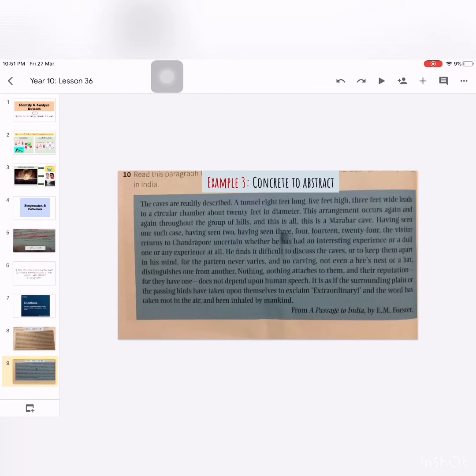Okay? So the first part of the passage talks about tangibility of the scene. Towards the end, it is very abstract, like extraordinary. This is expression, the way that you feel about that particular scene or situation.